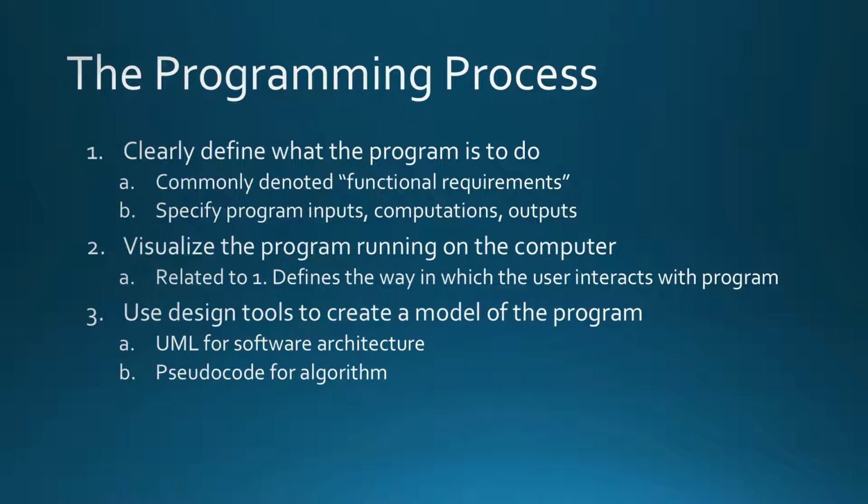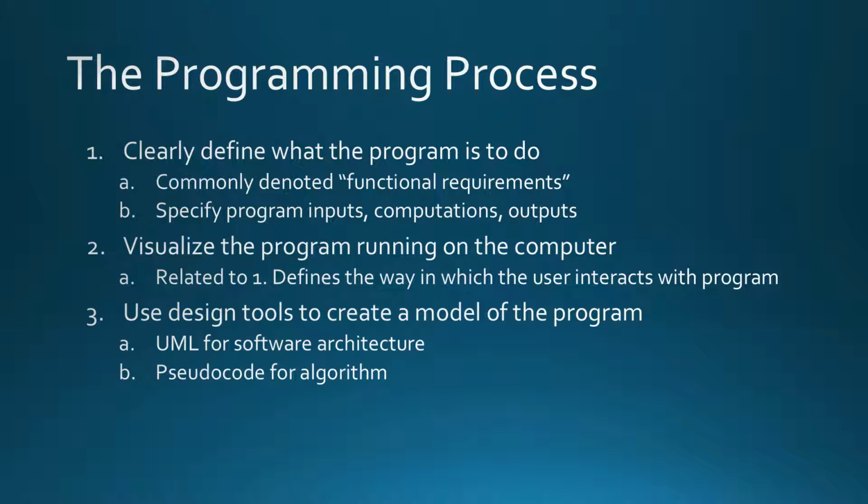The third step is the use of design tools to create a model of the program. We typically don't go directly from a description of what the program is to do, which is often specified in English narrative, into code. There are typically 1 or more intermediate steps where we create these various models of the program.